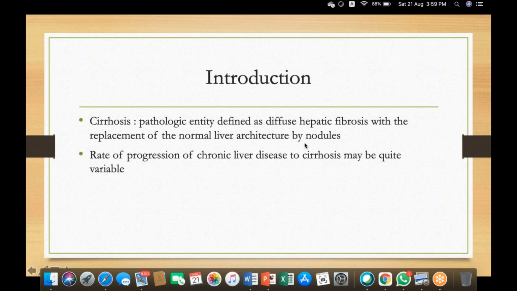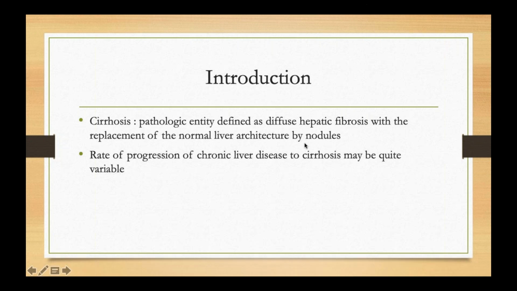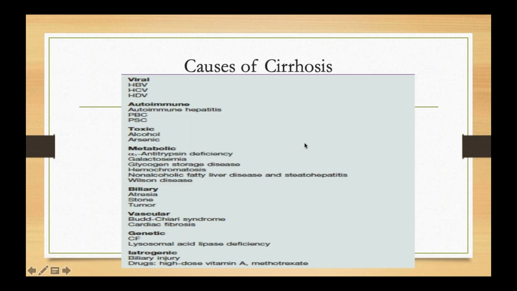The rate of progression of CLD to cirrhosis may be quite variable. That depends on the type of etiology and the type of exposure to this etiology that continues. If the patient continues to drink alcohol, the cirrhosis will progress pretty fast. If the patient is abstinent, of course, the rate of progression will be slow. Similarly, in hepatitis B, if you give antivirals, or in hepatitis C, direct-acting antivirals, the rate of progression may slow down. But if these exposures continue, cirrhosis may occur.